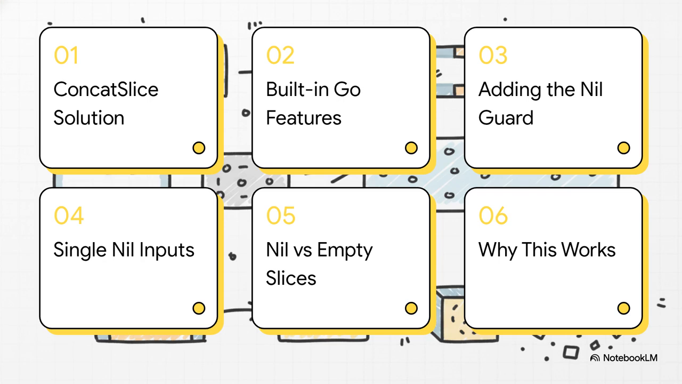Here is our lesson plan for today's explainer. First, we'll look at the concat slice solution. Second, built-in Go features. Third, adding the nil guard. Fourth, handling single nil inputs. Fifth, nil versus empty slices. And finally, sixth, exactly why this solution works.